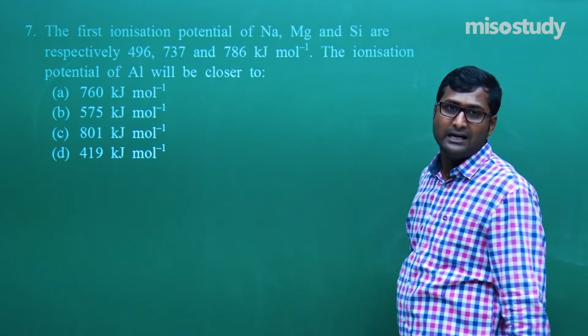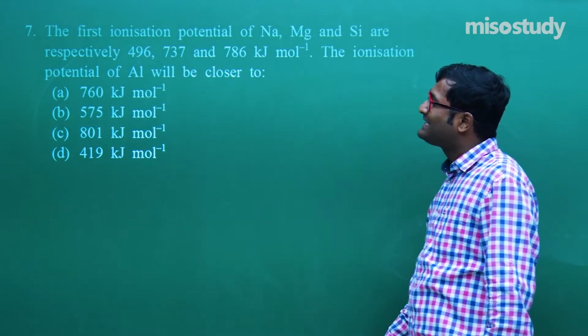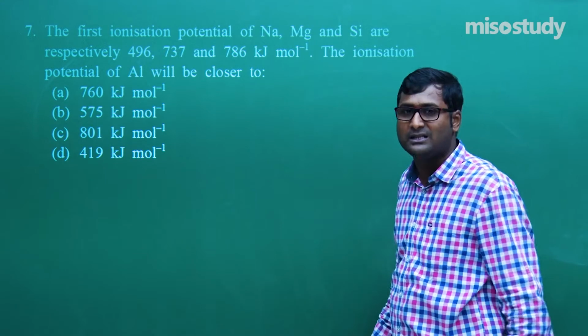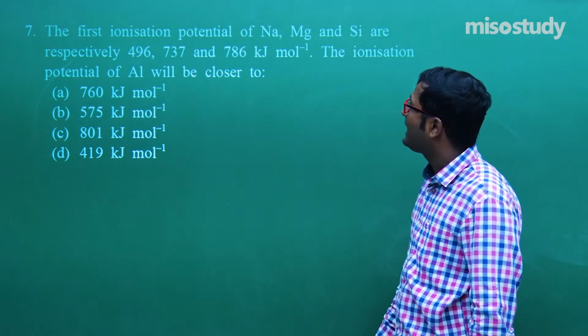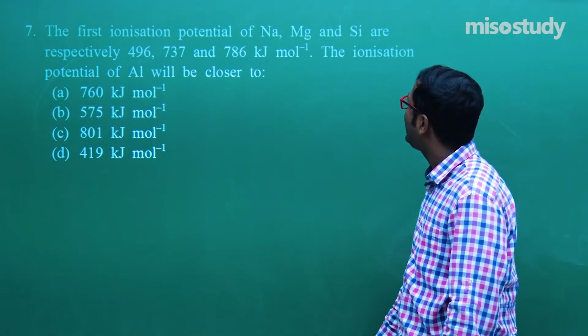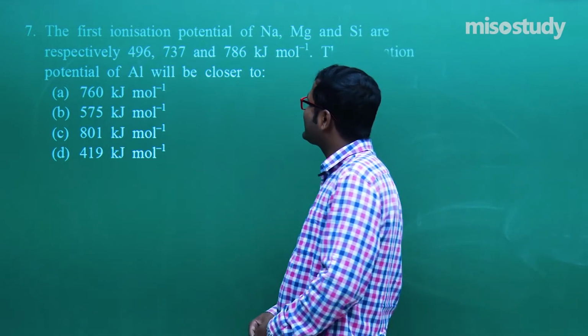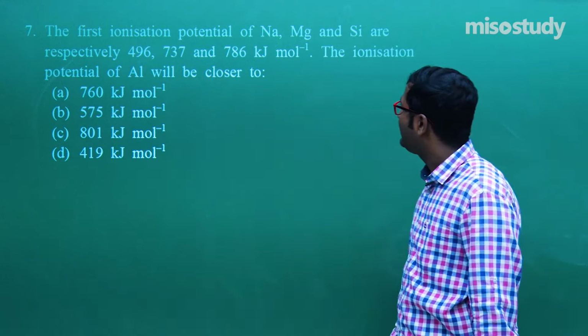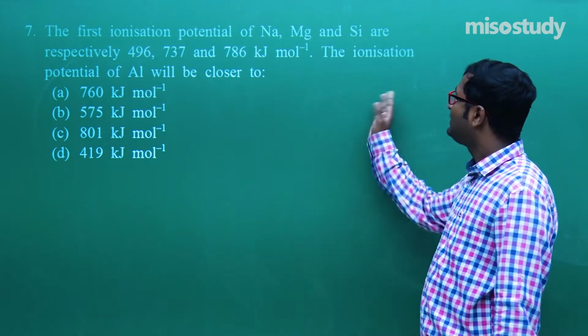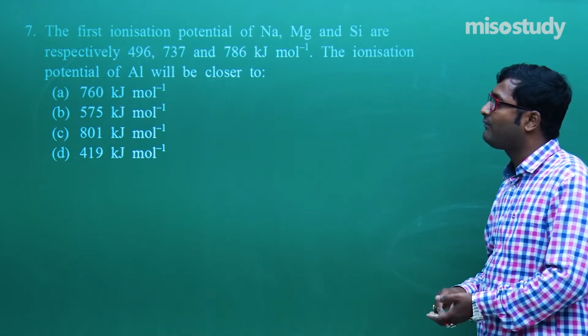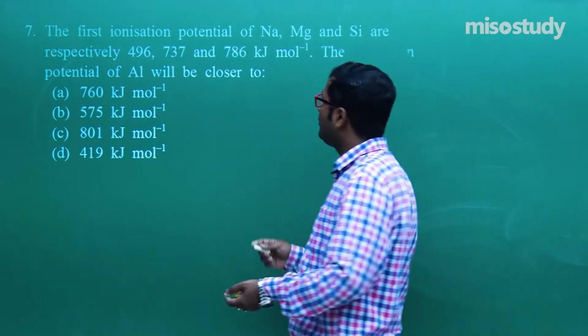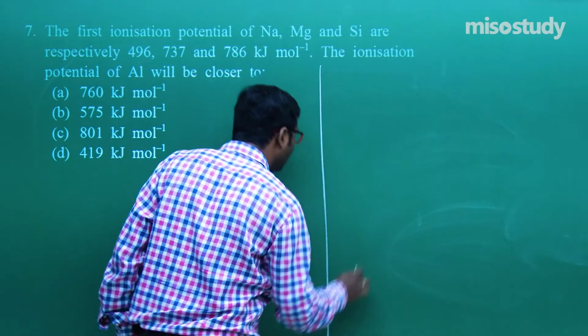Now let's move to the next question, that is question number 7. Read the question carefully, what is given here. The first ionization potentials of Na, Mg and Si are given as 496, 737 and 786 kilojoule per mole. The ionization potential of Al will be? Now look at what is given here.